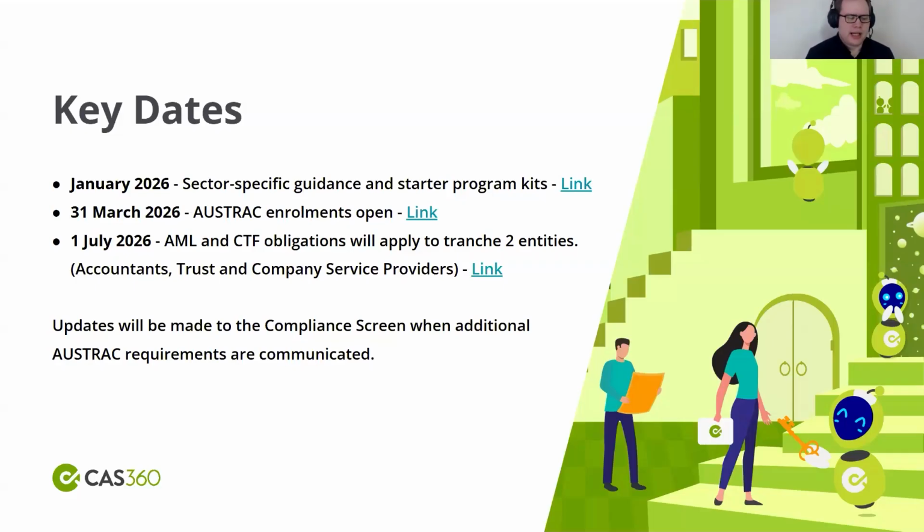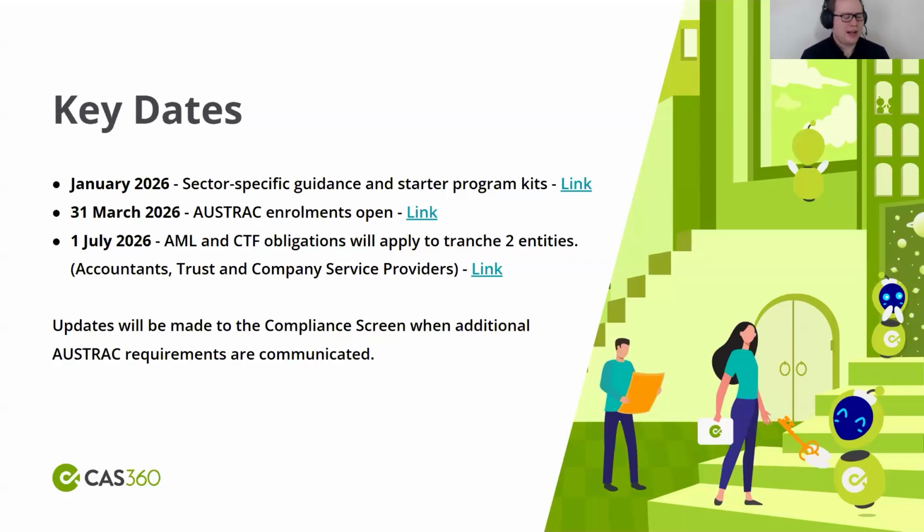31st of March, naturally, is when AUSTRAC enrollments open. If you do enroll before that date, I do believe if you do processes before that date, you will need to redo them on the 31st of March. So essentially, 31st of March is the date where we should start acting. And naturally, 1st of July 2026, these obligations will apply to tranche 2 entities, which involves your accountants, trust and company service providers, typically people who are involved with managing companies or managing accountants as well.